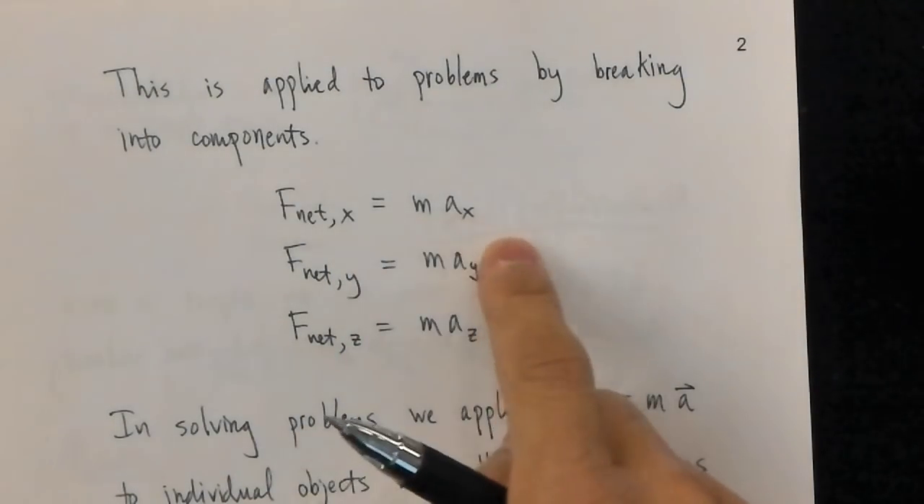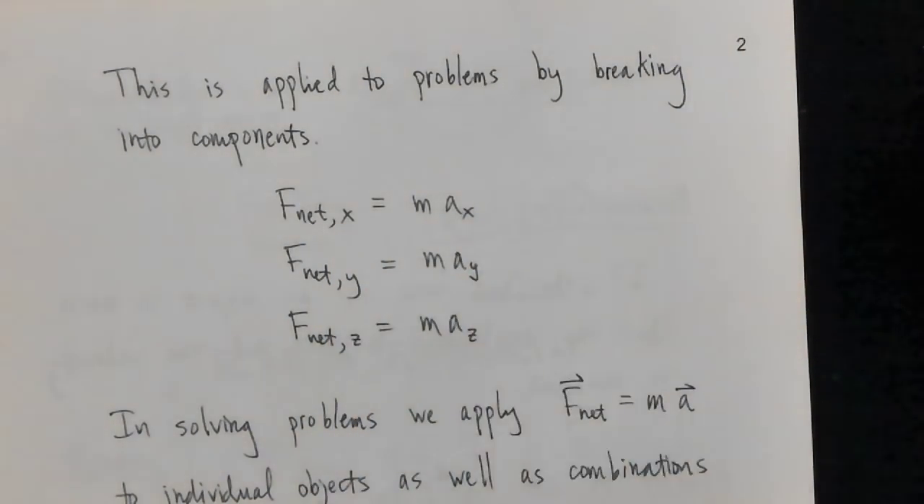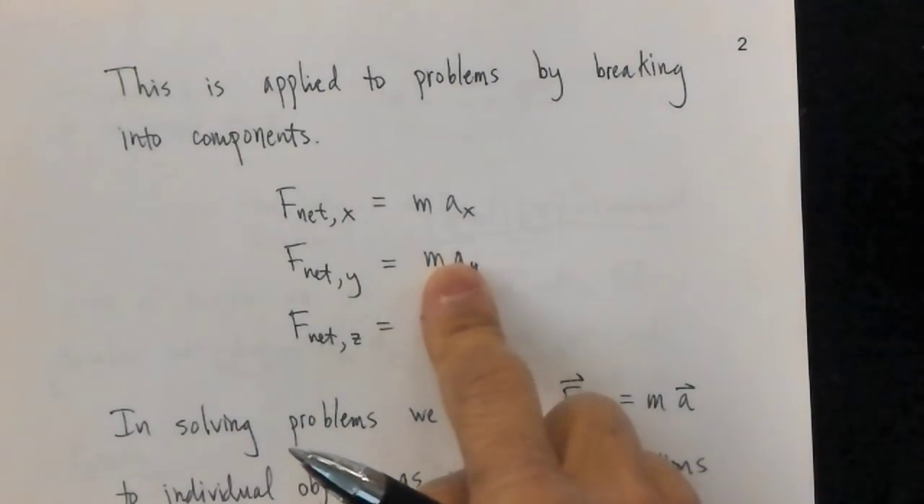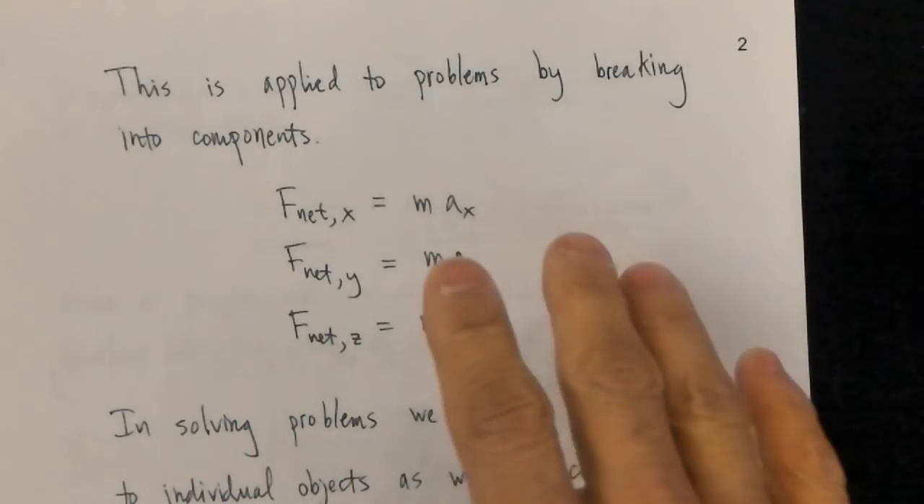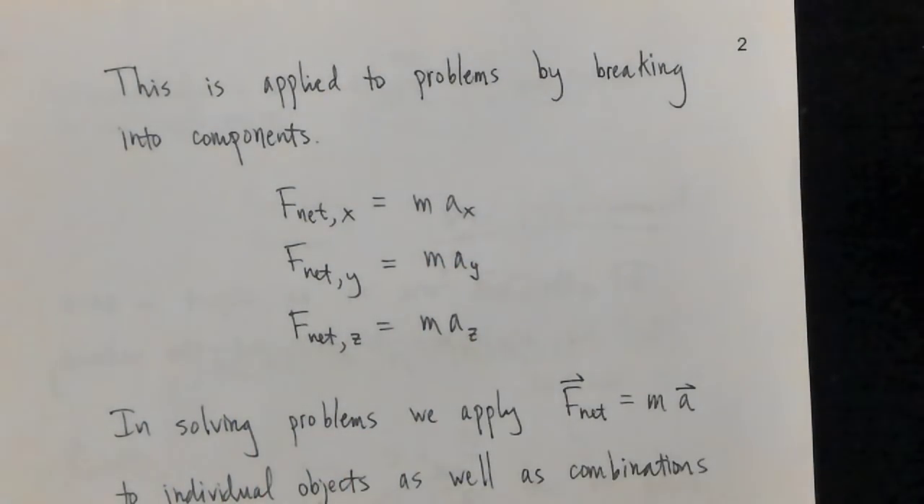F net x is equal to m a x. F net y is equal to m a y. Very often the motion is in only one of the directions. Like, if you know something is sliding along a horizontal surface, there's no net force in the y direction, because there's no acceleration in the y direction. So very often F net x or F net y will be 0, and that's usually where you start from. Okay. Everybody good on that?